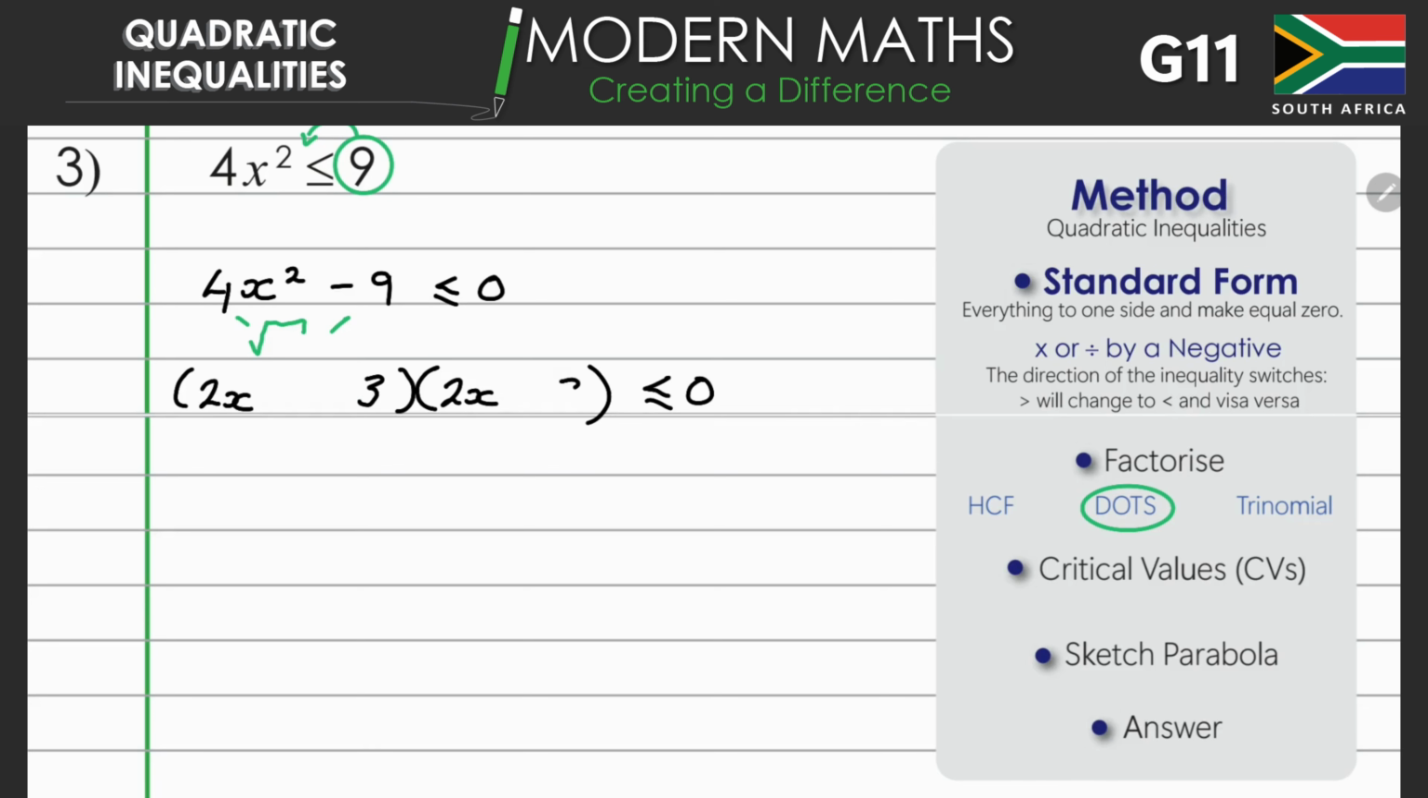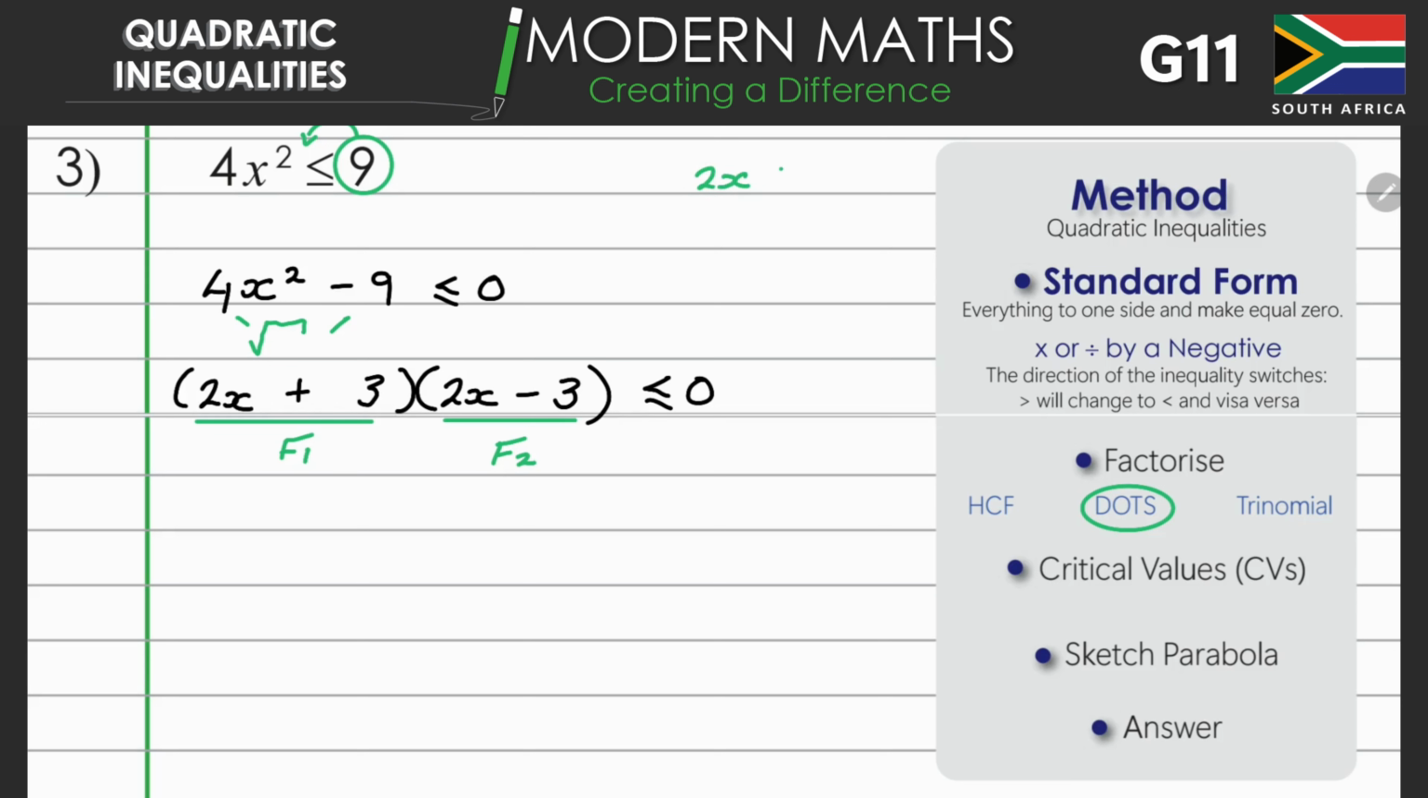Now the same order must exist. So if 4x squared comes first, the square root must come first in the brackets. And then the brackets will be nearly identical, but one of them must be a plus and the other one must be a minus. From there we get our critical values. There's factor 1 and there is factor 2.